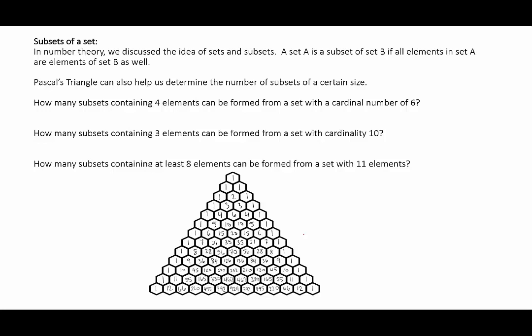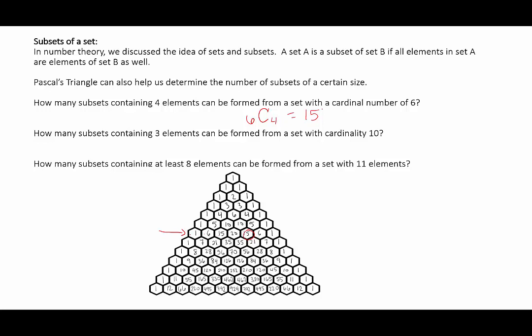Pascal's triangle can also help us determine the number of subsets of a certain size. So how many subsets contain 4 elements if we have a set with cardinal number 6? What this means is that of the 6 elements, we want to choose any 4 of them to be in a subset. So we would say that this is 6 choose 4. That would be the 6th row down here, 0, 1, 2, 3, 4. And that would mean there are 15 subsets containing 4 elements. Pretty cool, right? Okay, how about the next one?